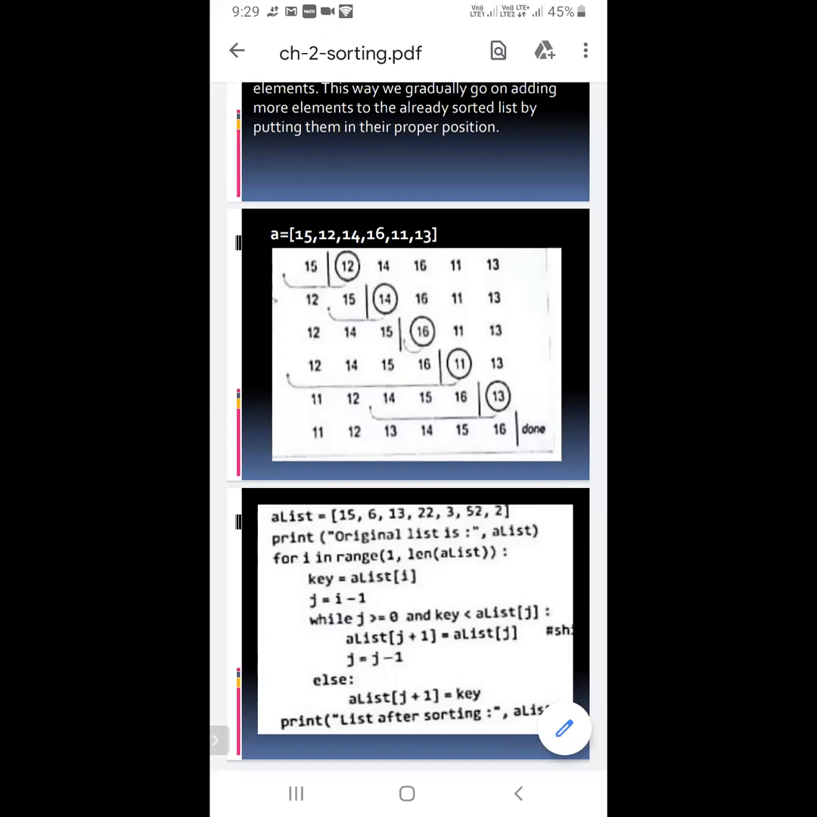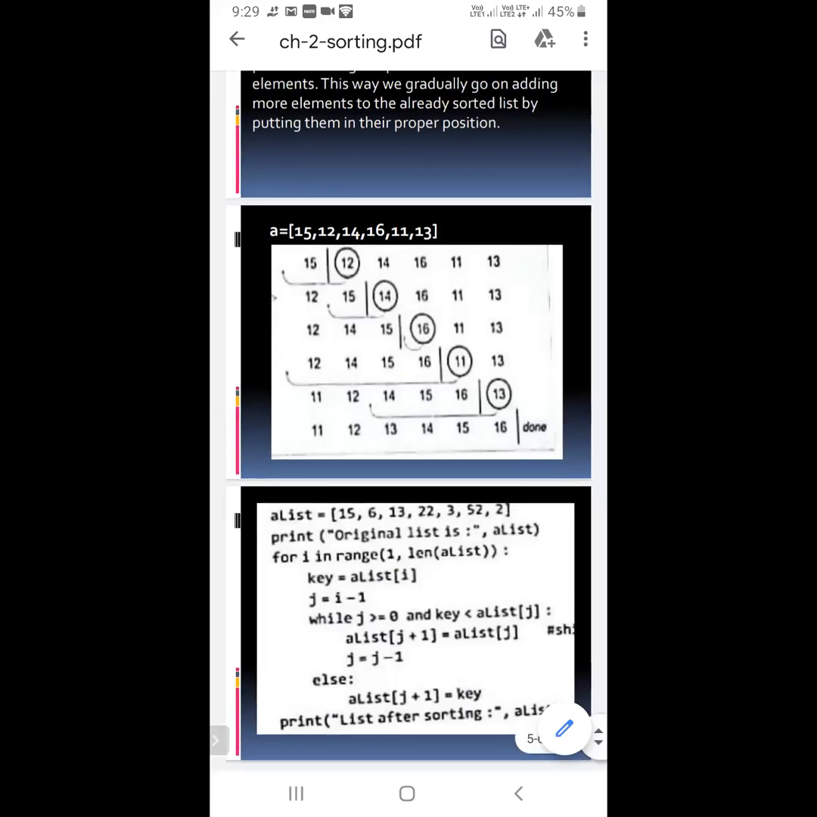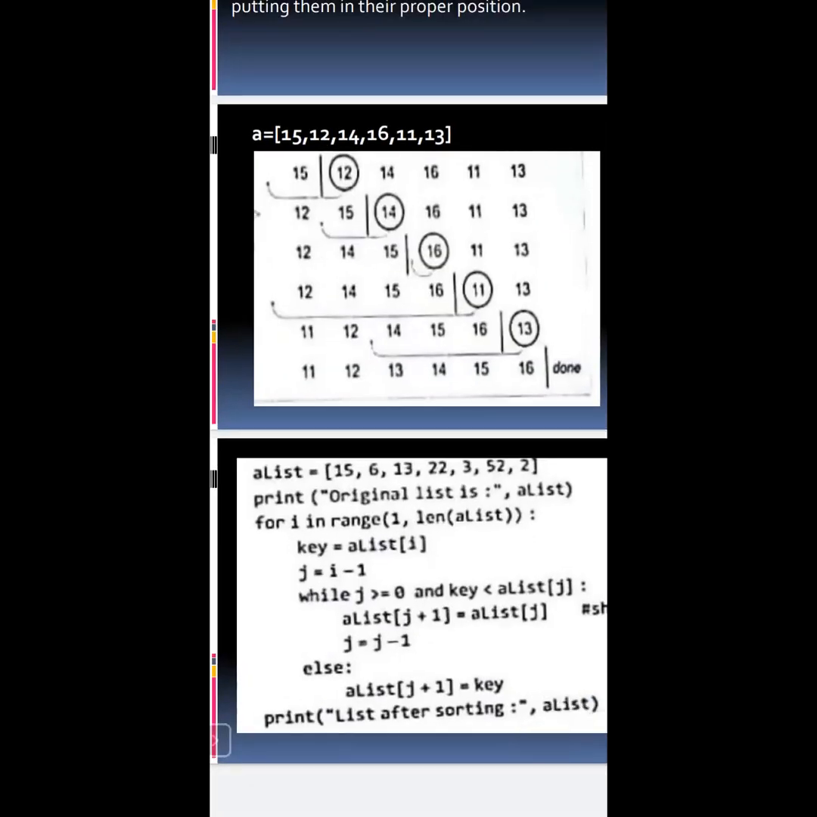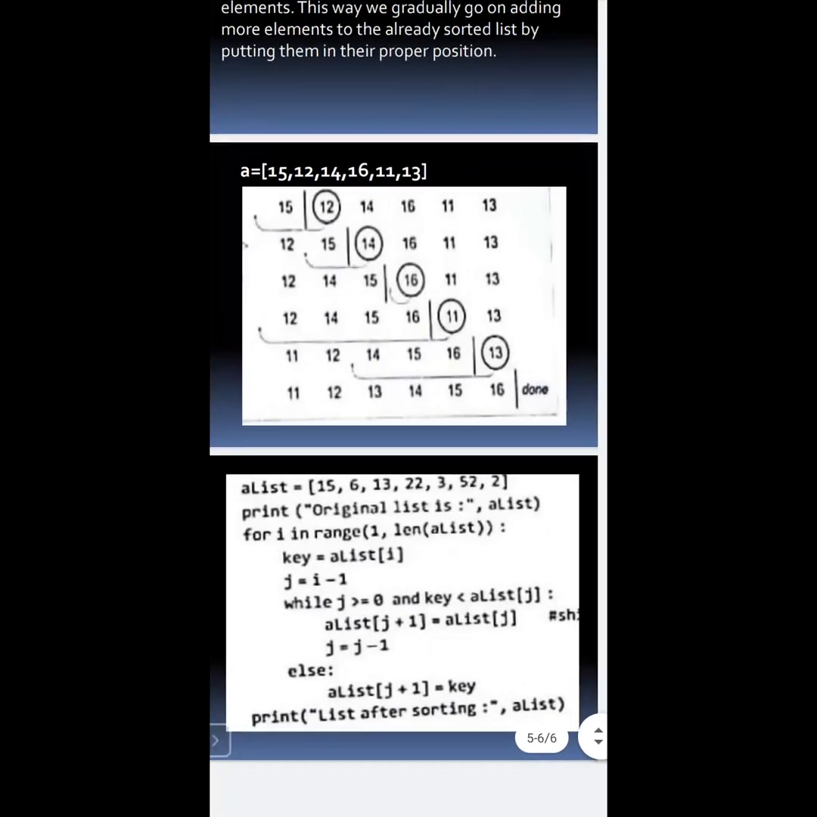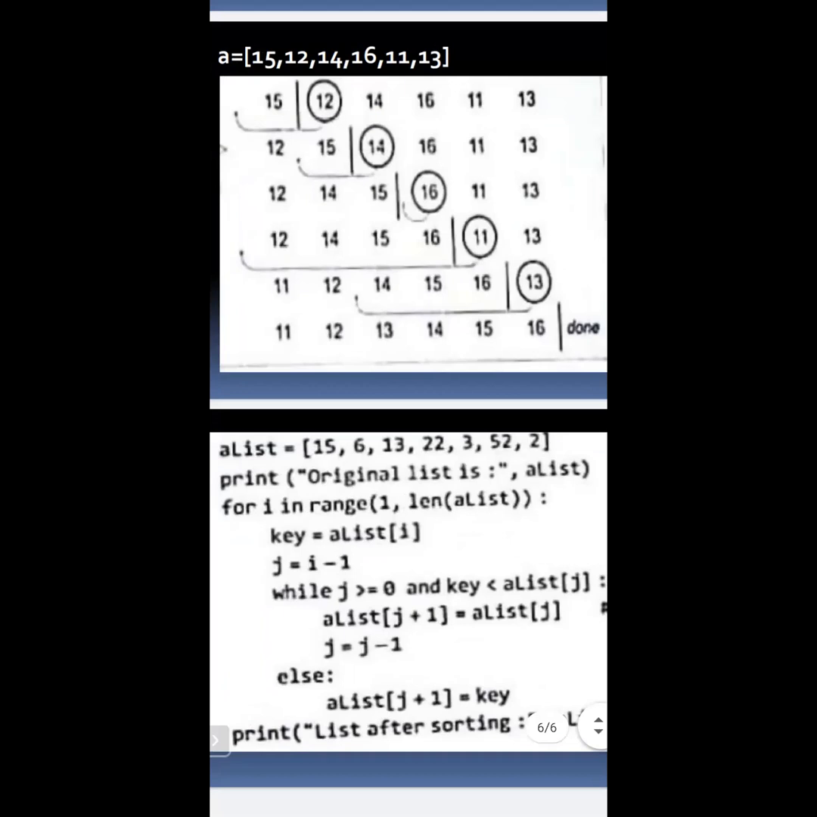Now you can check this program. Let me go to the program. In this program, you can see one list is given. Let me execute this program. A list, like what we saw in yesterday's program, but it is in insertion sort: 15, 16, 13, 22, 3, 52, 2. These are all the elements the list contains.